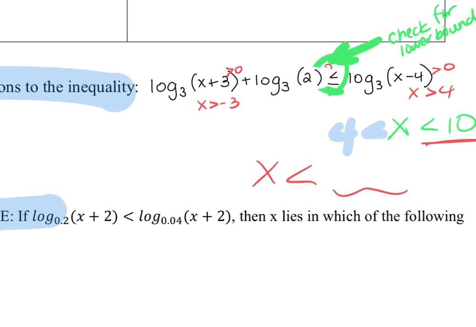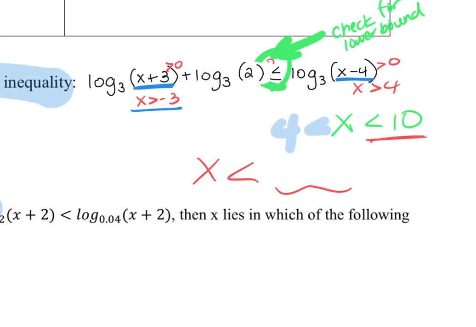So in this case, I would say x plus 3 has to be greater than 0 and x minus 4 has to be greater than 0. I would solve them both, and I get x has to be greater than negative 3 and x has to be greater than 4. And I have to pick the most restricted one because it has to overlap.